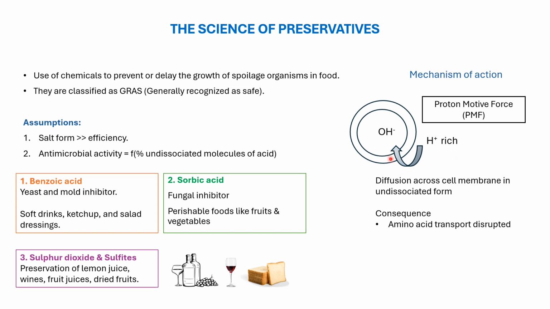This difference acts as a gradient for movement of sodium benzoate from the region of its higher concentration, which is food, to the region of its lower concentration, which is the microbial cytoplasm. In the cytoplasm, due to change of pH, sodium benzoate breaks down to its constituent elements, which is your sodium and benzoate molecules. Now, these sodium and benzoate molecules interact with various cytoplasmic elements, disrupting the stability of microbial cells, leading to cell death.